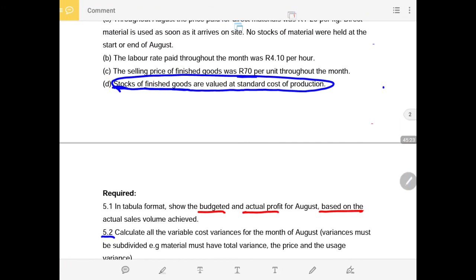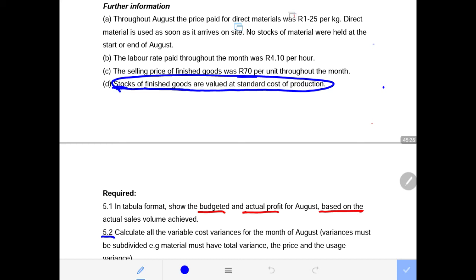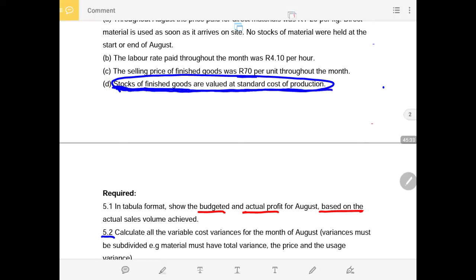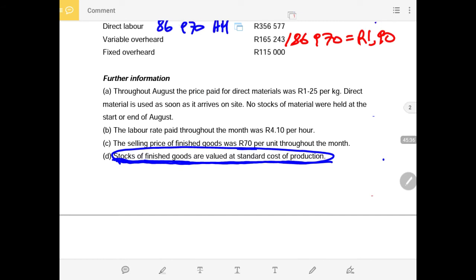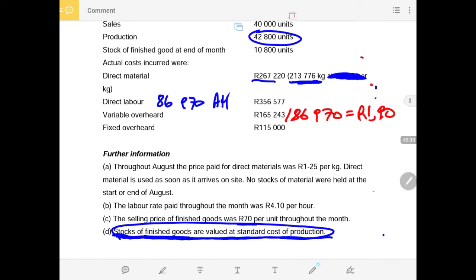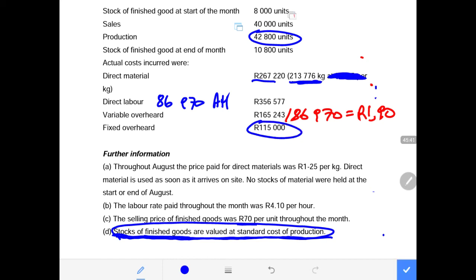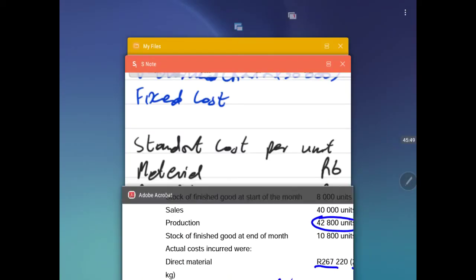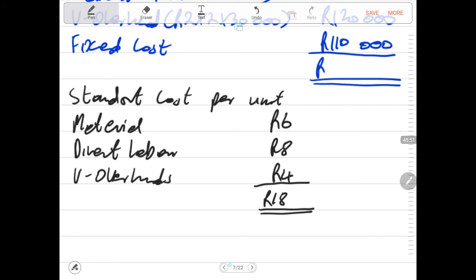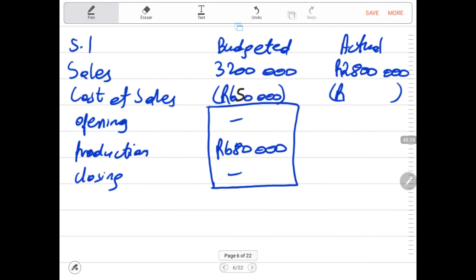Let us check if we responded to that. Stock of finished goods are valued at standard cost of production. So that is our standard cost of production. And we know that our fixed cost actually became 115,000 rands. So we need to be mindful of that one and don't include it in our standard cost. So now our variable cost of production in the income statement will have to be based at standard cost of 18 rand per unit.